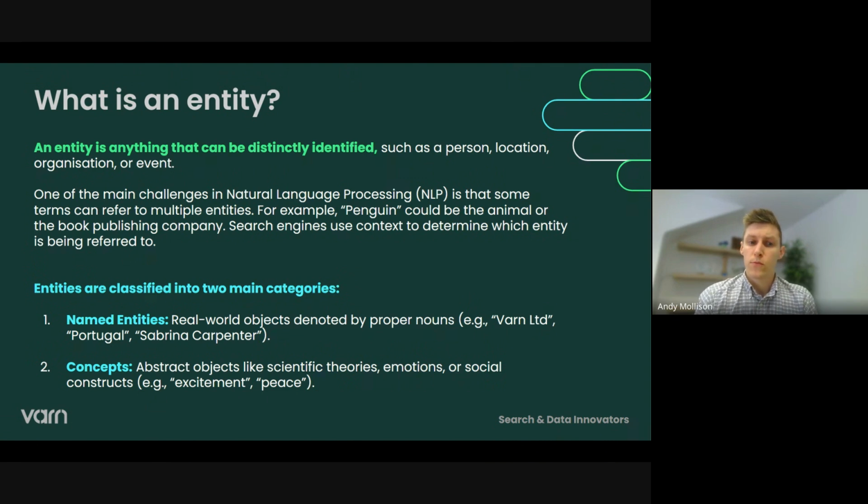There are really two main categories for entities. One being the named things, so real world things. Varn, for example, a business. Portugal, the country.